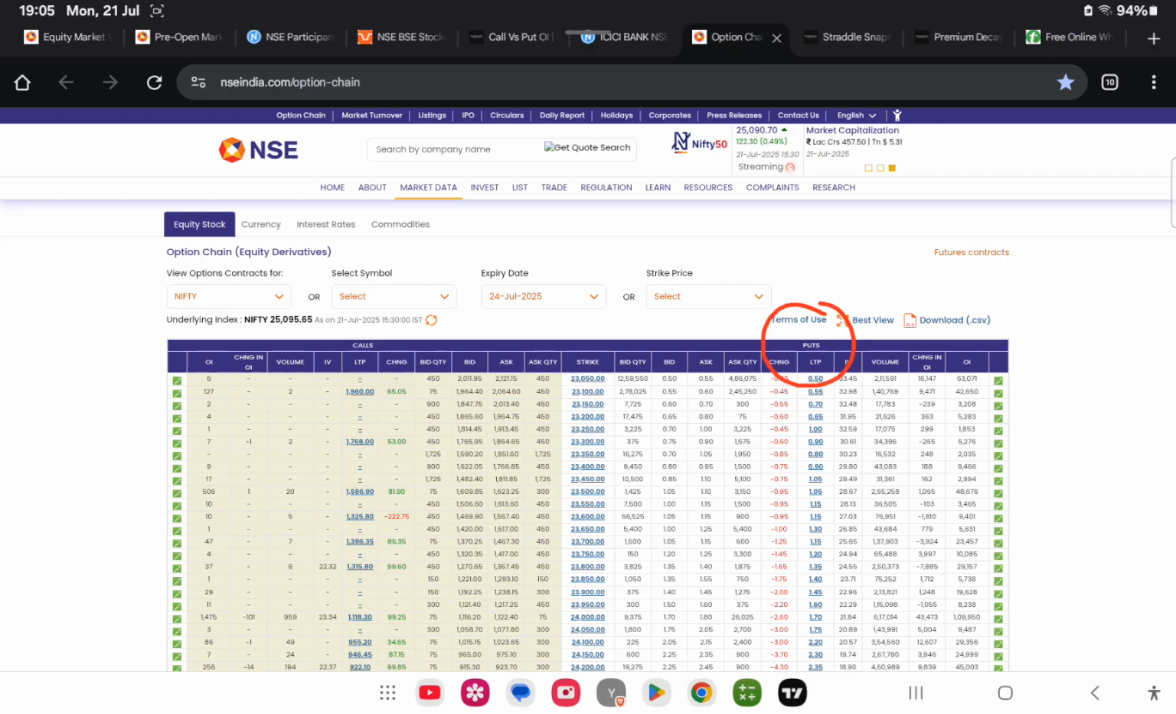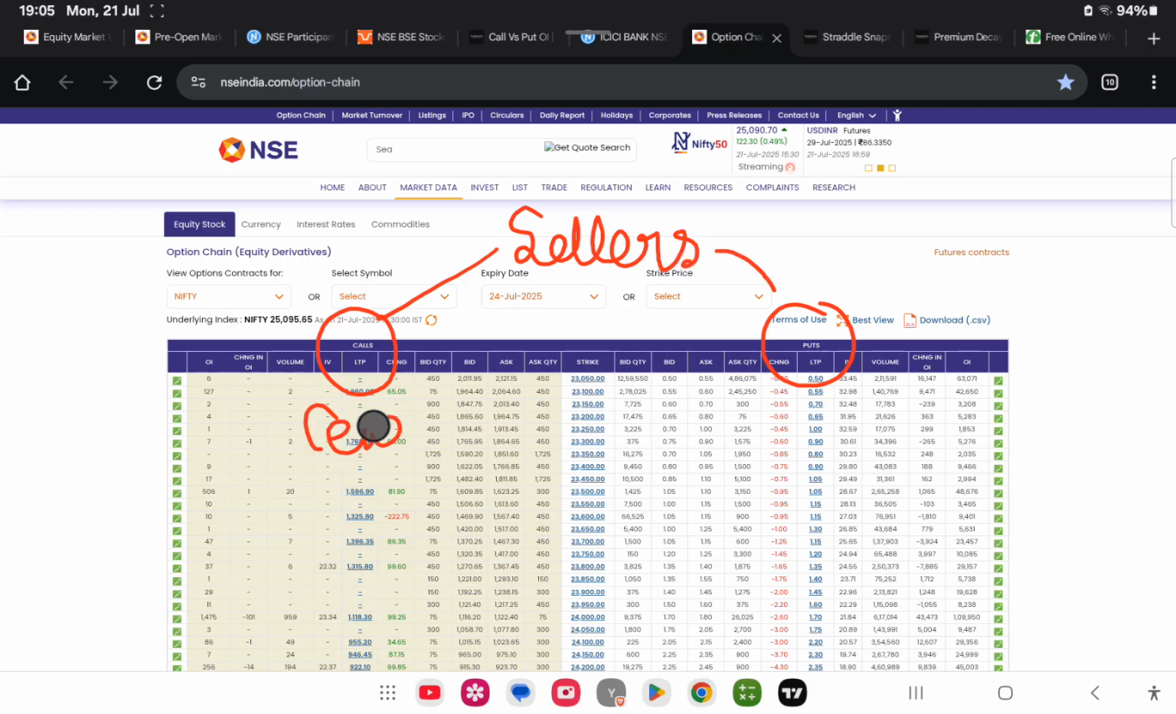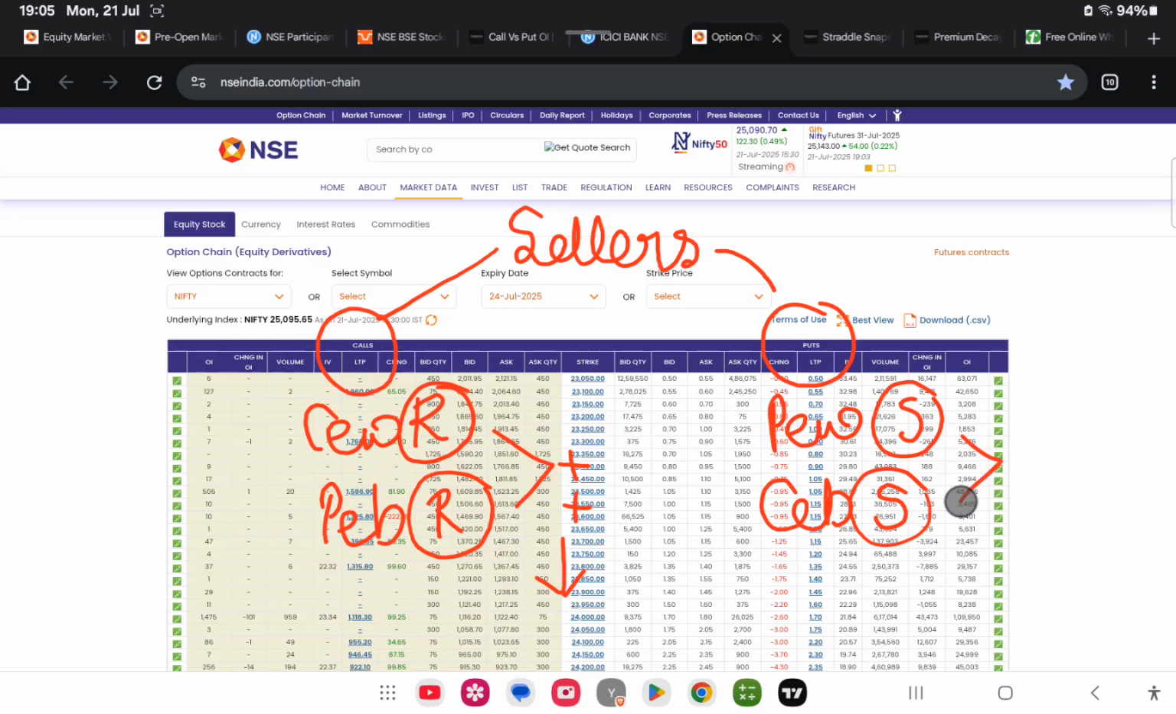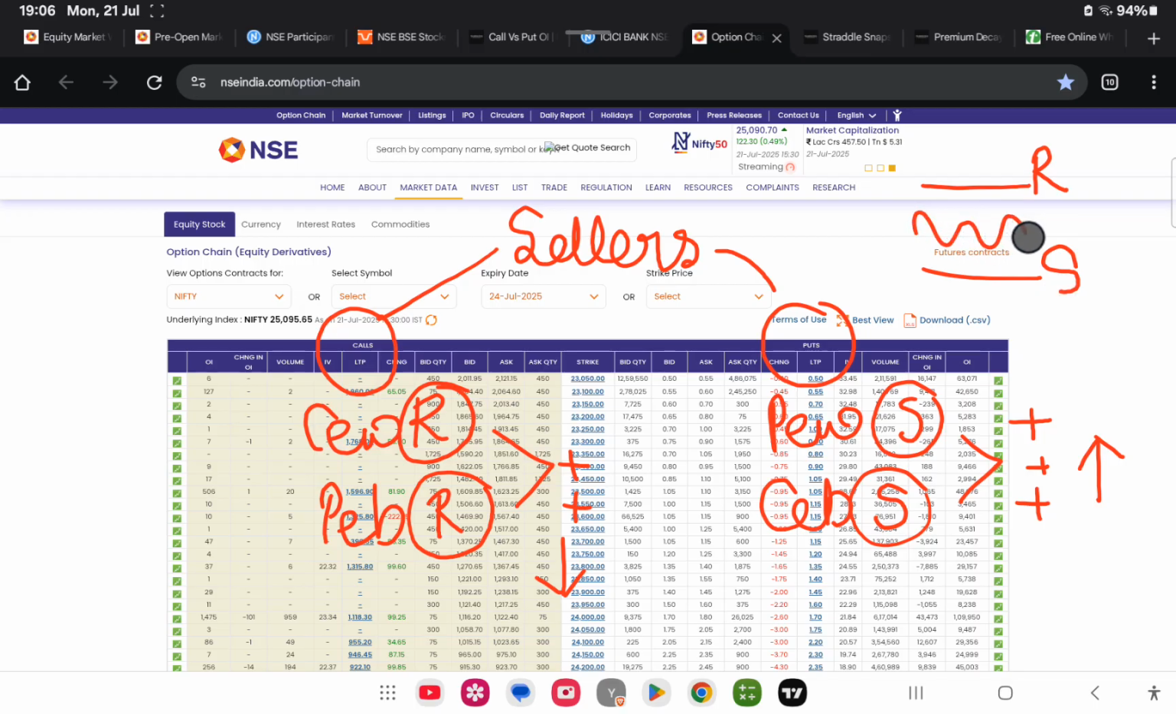So we have put writers and call writers because we are seeing this from the seller's perspective. Call writing and put buying become the resistance strike. Why resistance? Because the addition of both actually brings the price action down. And vice versa for the put. Put writing becomes very good, great support, and call buying also becomes minor support. These both additions in OI take the price action in the upper direction. So clearly this becomes the resistance, this becomes the support, and the market just dances in between.